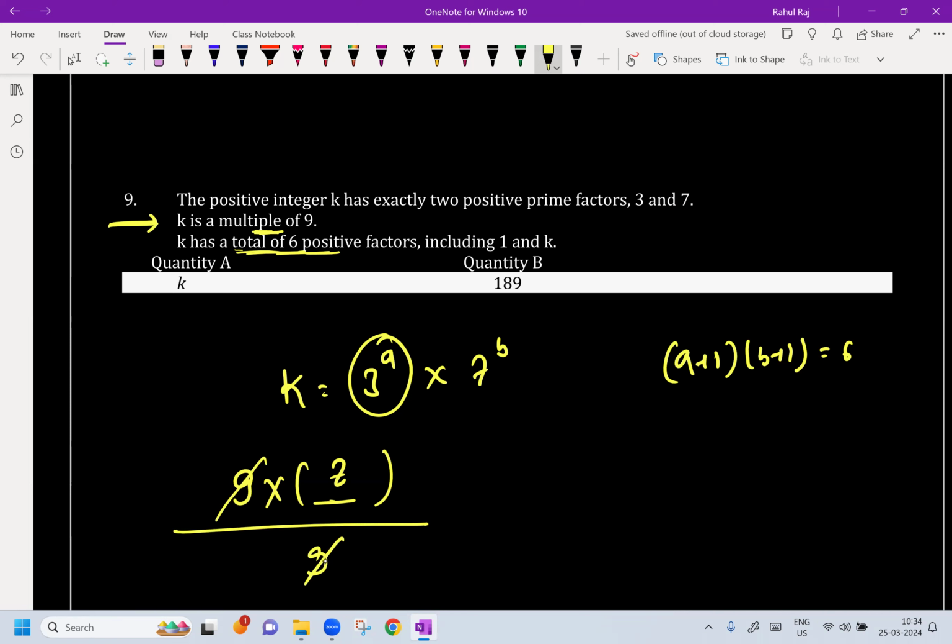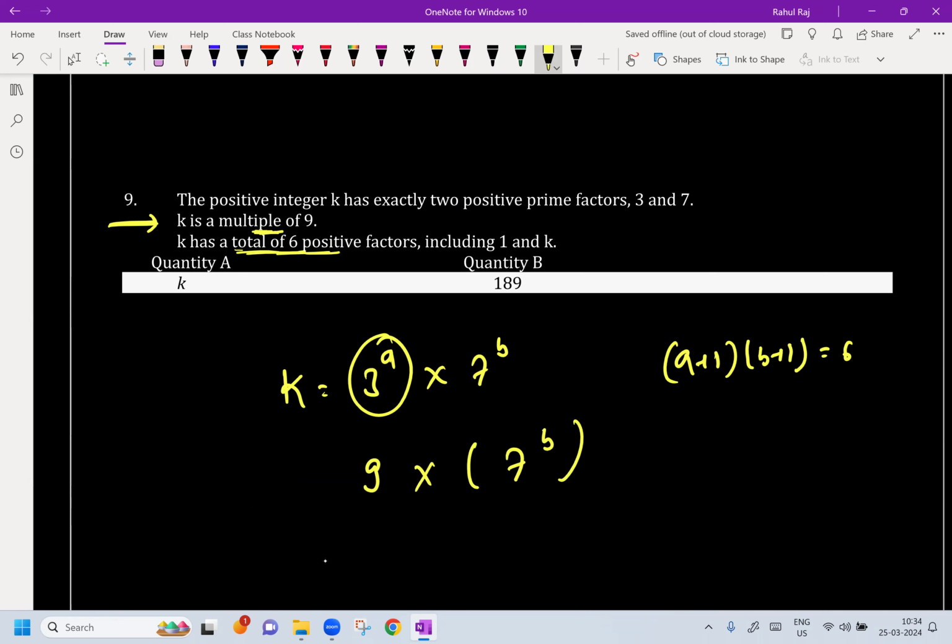But you're only taking the first part. Yeah, because I'm taking A as 2. Why am I taking A as 2? Because this will become 9. Now, whatever this number 7 to the power B is, that does not matter at all. Whatever it is, this entire number is a multiple of 9 for sure. So can I 100% say A is equal to 2? Yes, you can say that, just with the help of the second statement that K is a multiple of 9.